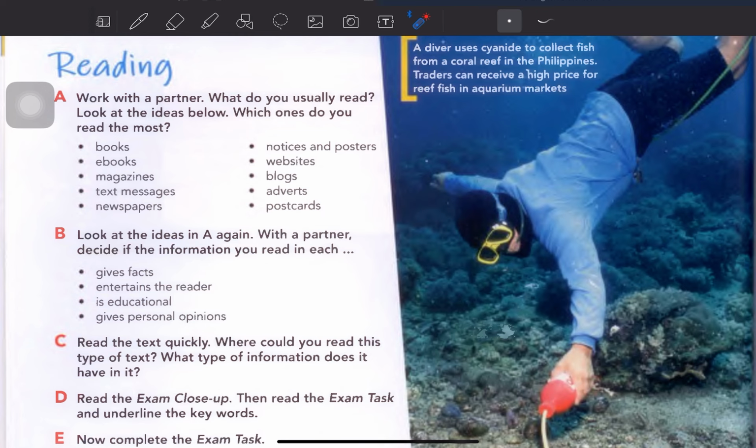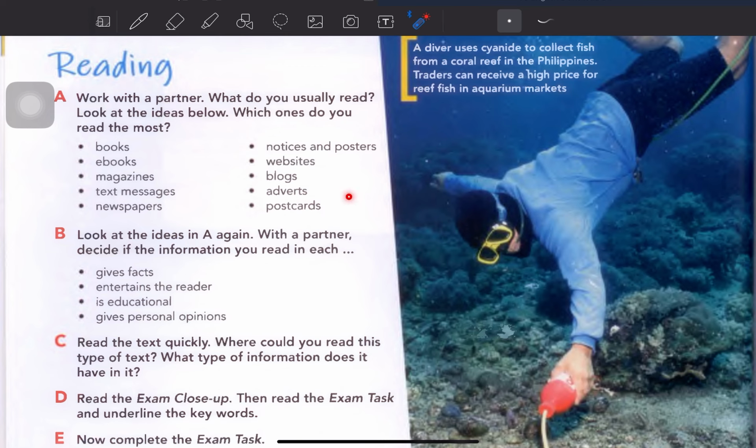I'm sure as young teenagers, and me as well, I read e-books, text messages, nowadays online newspapers, of course websites about almost anything, and blogs written by my favorite bloggers. And adverts. What is adverts? Adverts is iklan. It is from the word advertisement.